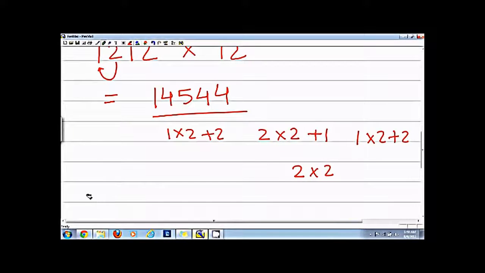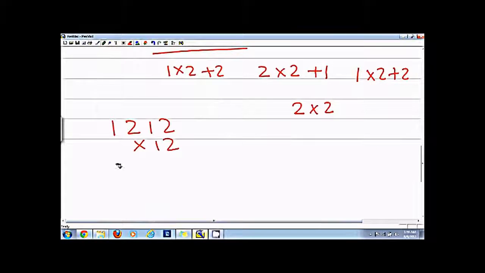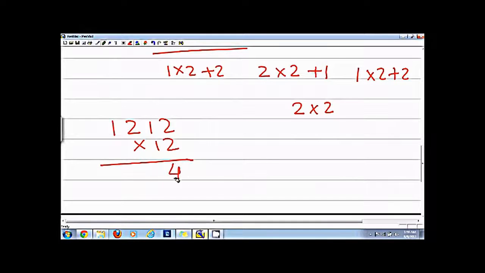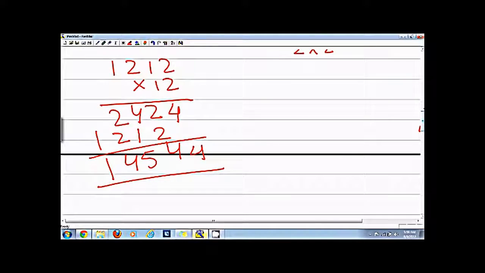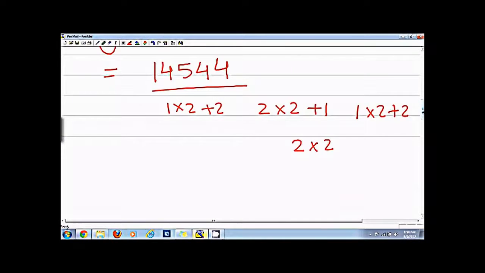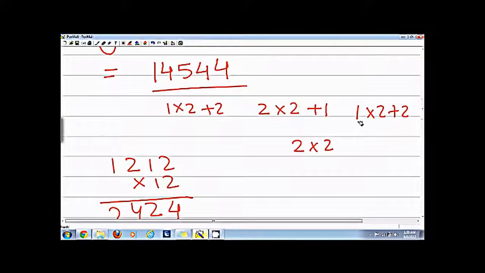I'll say 1212 into 12, and that will be equal to 4242, and then 2121. So the addition is 14544, and that is what I think I got my answer to. So 14544 is the answer.